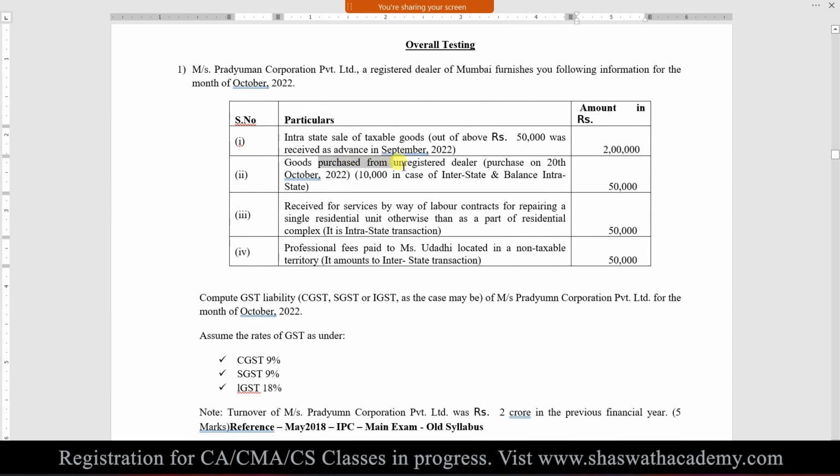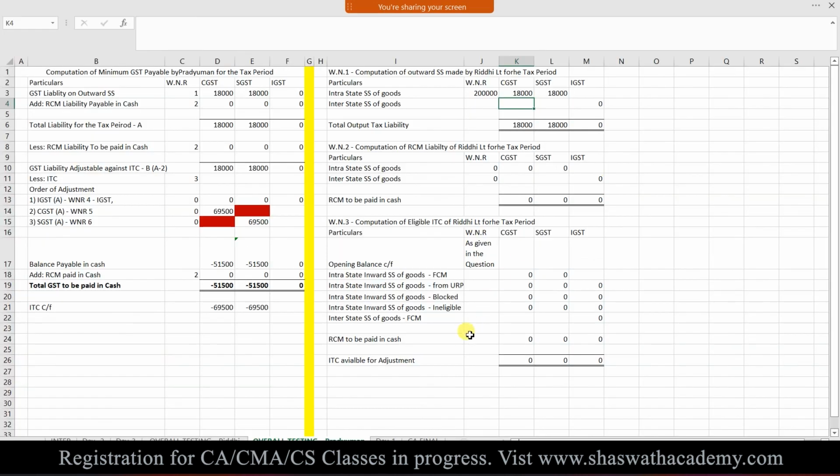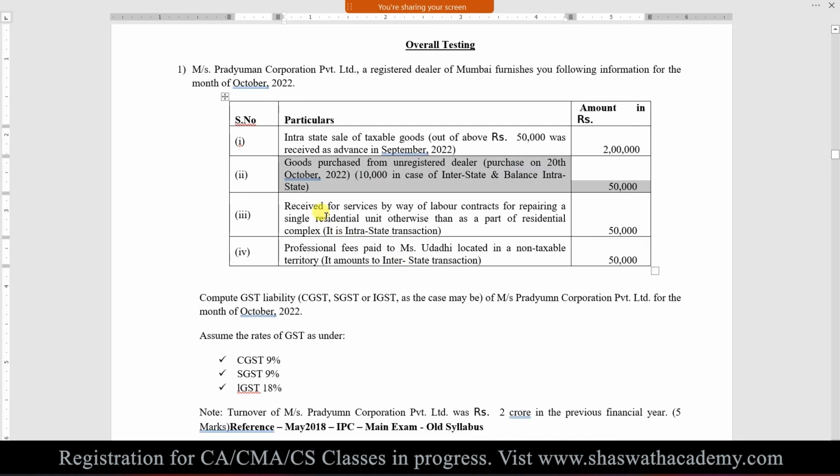Goods purchased from the unregistered dealer, 50,000. My dear, does it make any difference? Goods purchased from unregistered dealer, eligible or ineligible? Ineligible, yeah. So goods purchased from unregistered supplier 50,000, and straight away it is ineligible. We have put it in the ITC column.